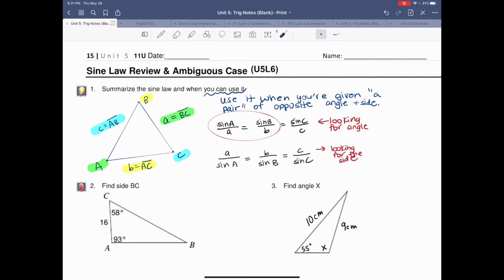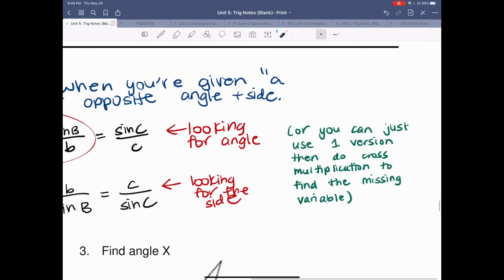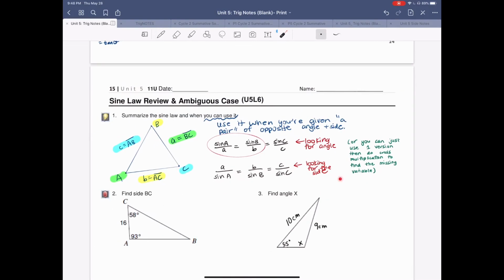But in my case, I don't like to remember a lot of equations in my head. And so what I usually do is stick to one equation and I just remember it. So let's say if I remember this, I know that I can just cross multiply, and eventually I'm just going to end up finding either an angle or a side. So what I recommend is maybe remember this, and then you can just make sure that you're finding the variable that you are interested in. So I basically wrote, or you can just use one version and do cross multiplication to find the missing variable. Okay, so just written in words.